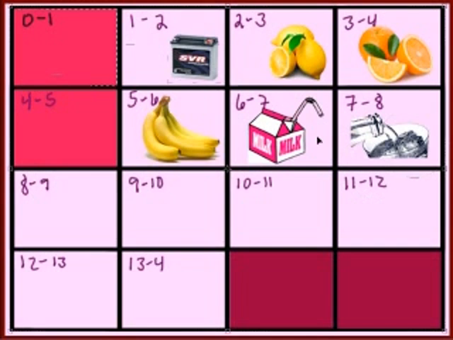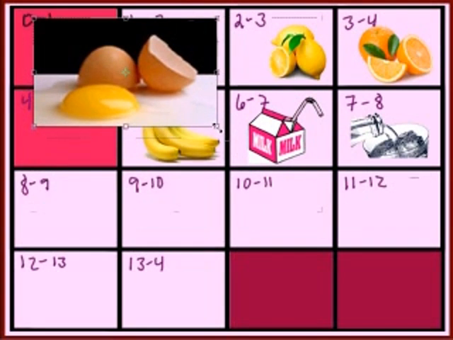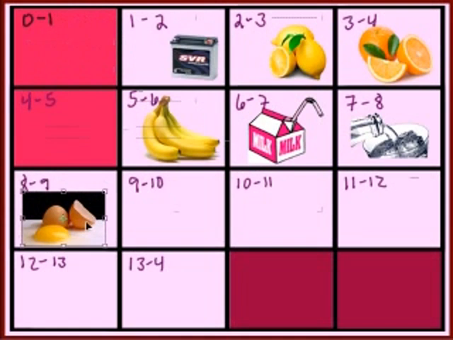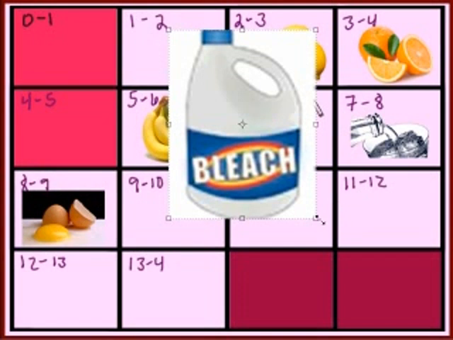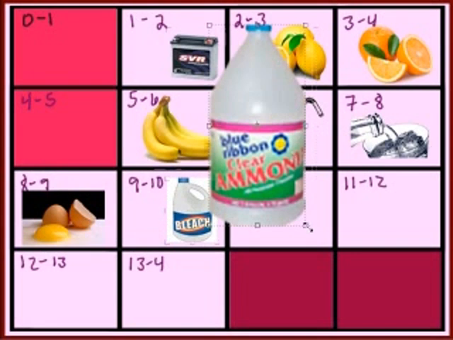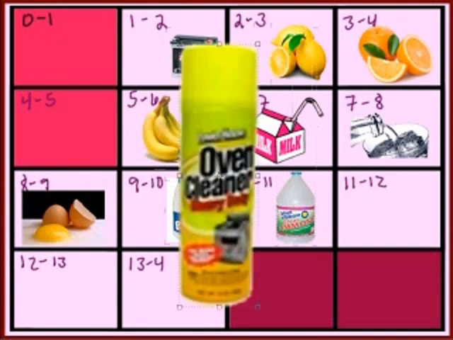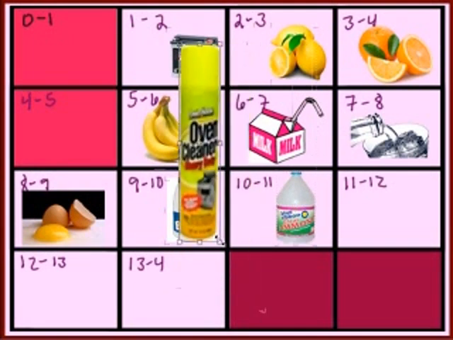Okay, now let's find things that are more basic than pure water. The first substance will be eggs. Eggs have a pH between 8 and 9. So here we have eggs. Even more basic than eggs is bleach. Bleach has a pH between 9 and 10, depending on the concentration, of course. More basic than even bleach, we have ammonia. Ammonia has a pH between 10 and 11. More basic than ammonia, and our last substance is oven cleaner. An oven cleaner has a pH between 13 and 14.